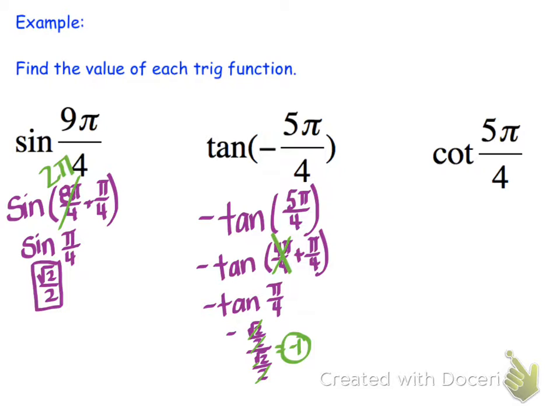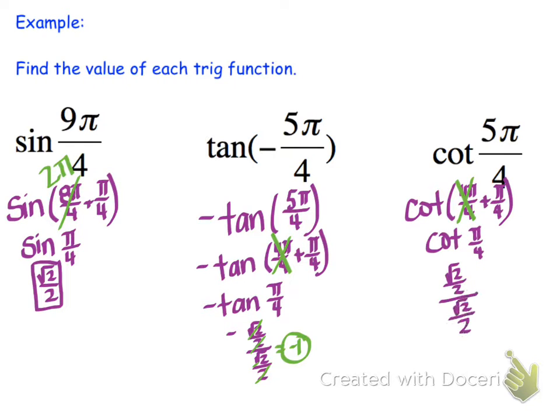I'm going to break up cotangent of 5 pi over 4 in a similar manner. So I'm going to change that to 4 pi over 4 plus pi over 4 because cotangent repeats after sets of pi. So we get to ignore the 4 pi over 4 and just look at the cotangent of pi over 4, and that's going to equal 1.